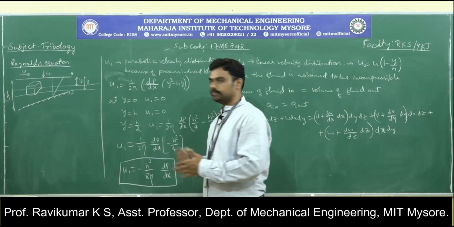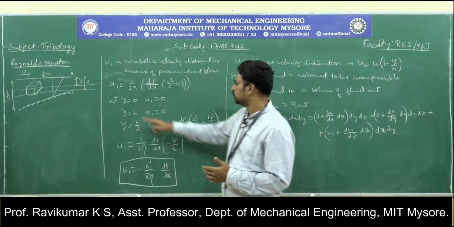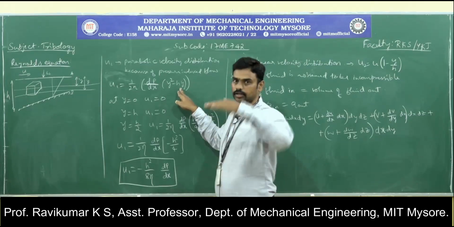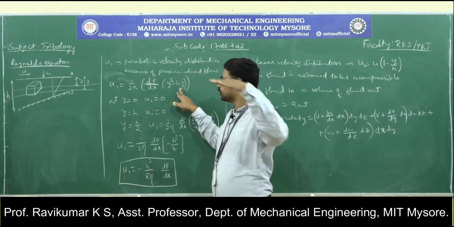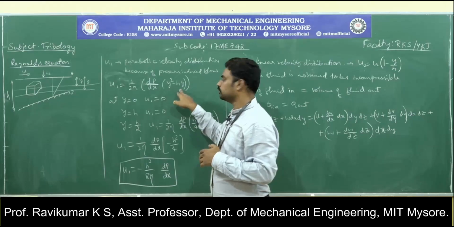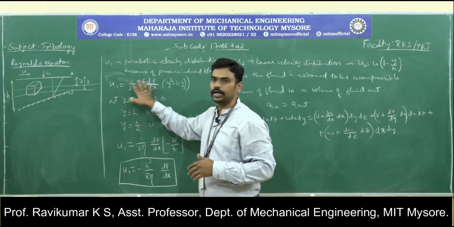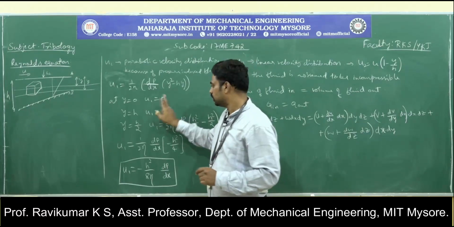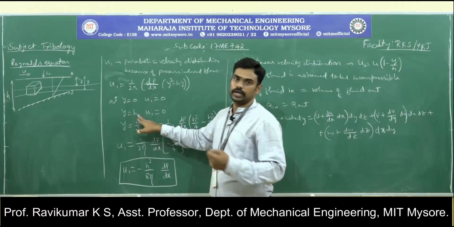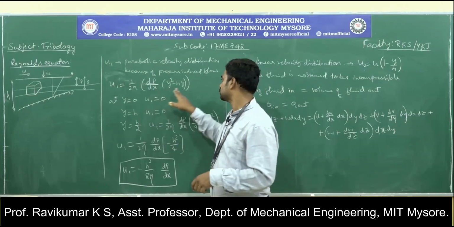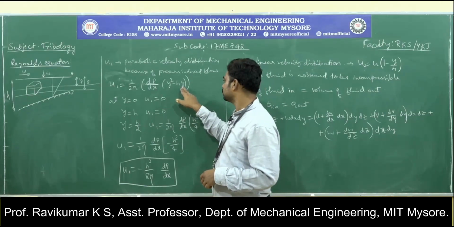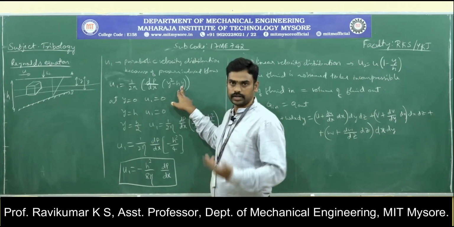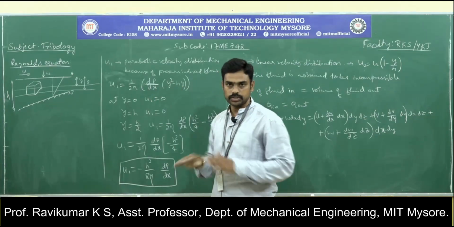If I apply boundary conditions, at y is equal to 0, at the moving surface, y is 0. If y is 0, then this term will be 0, so the entire u1 will also be equal to 0. Similarly, at y is equal to h, y square means h square, minus h square cancels, and again this term will be equal to 0.